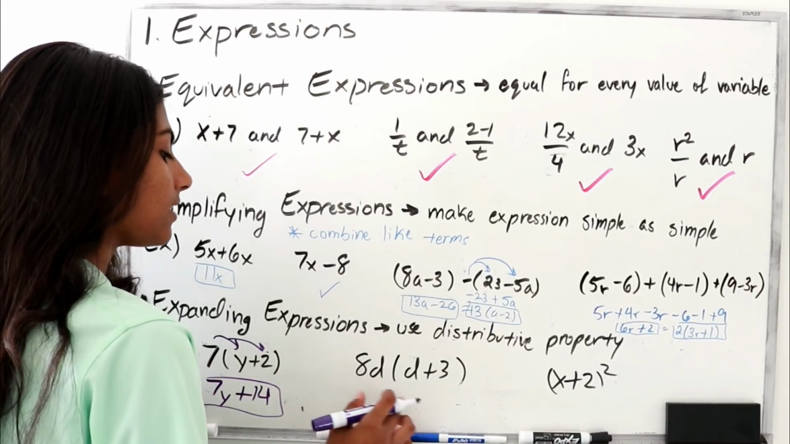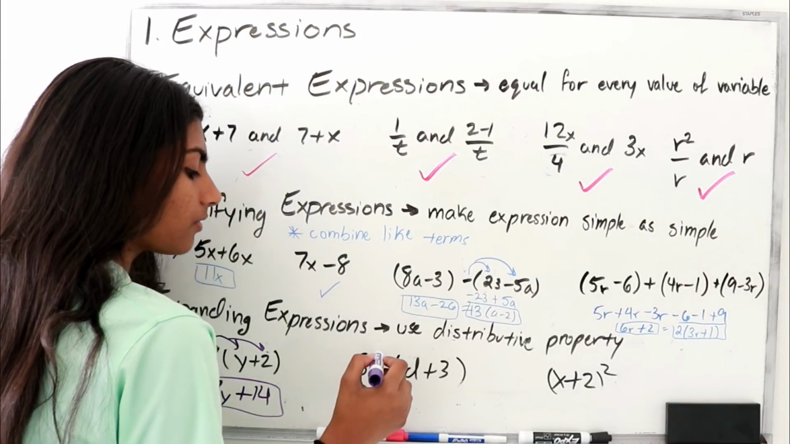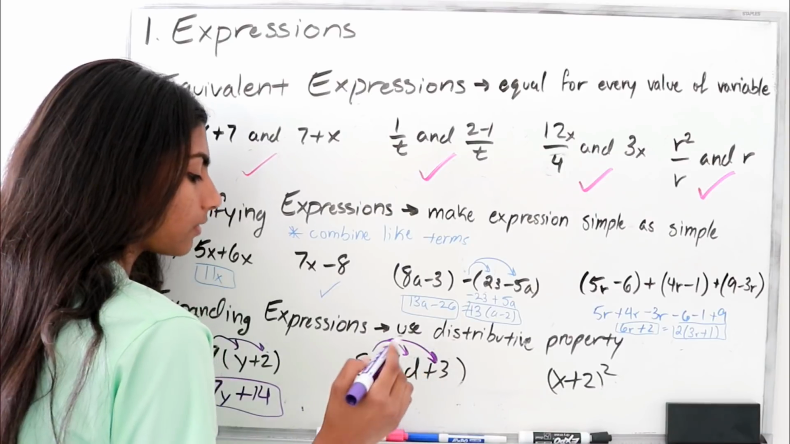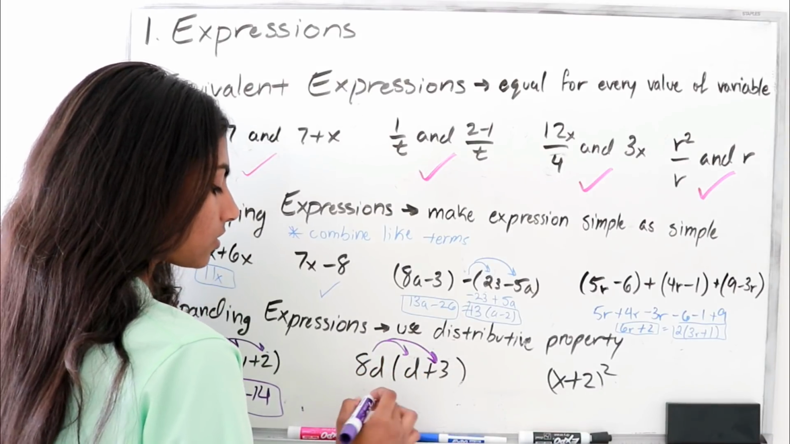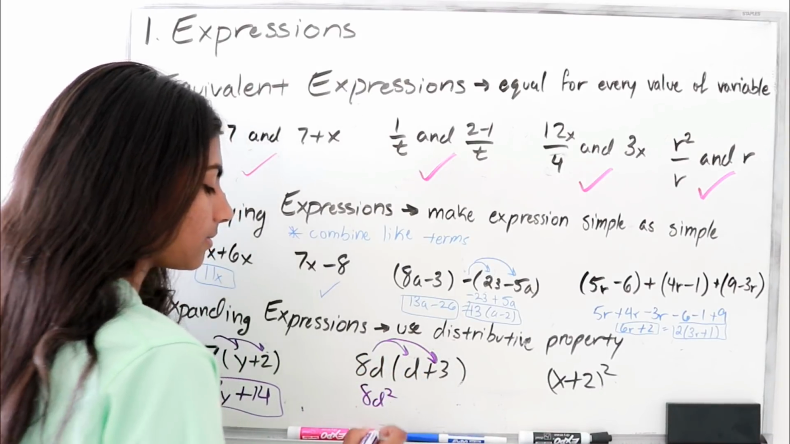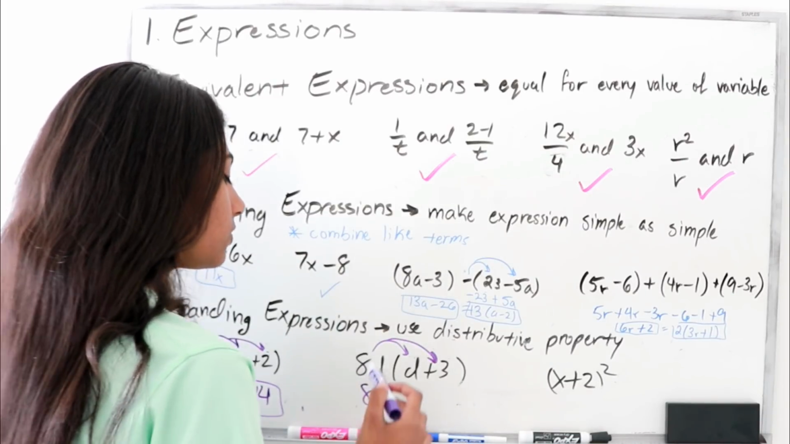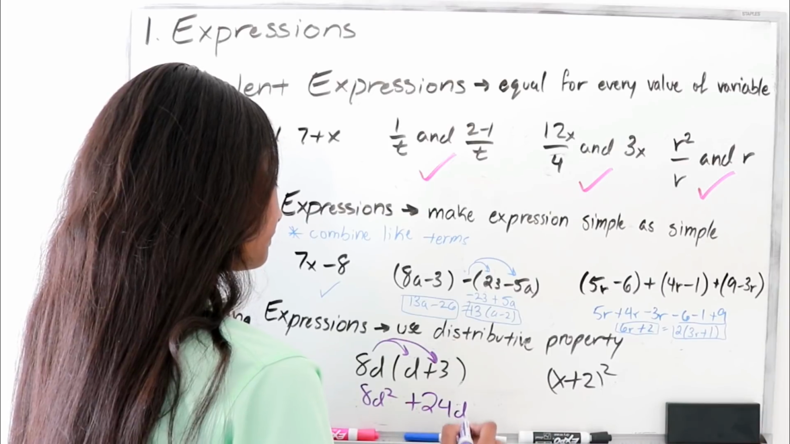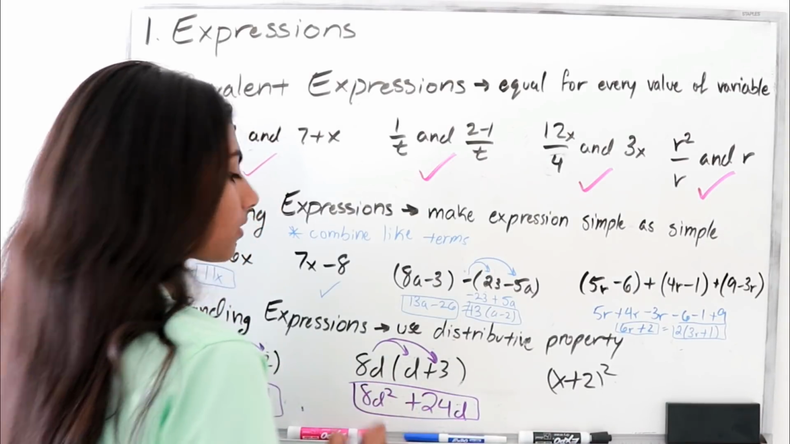Now let's look at 8d times (d plus 3). First thing you're going to do, multiply the 8d here, and then to the positive 3. So 8d times d is just going to be 8d squared, because d times d is d squared. And then you're going to do 8d times positive 3, which is just plus 24d. And that is our expanded expression.